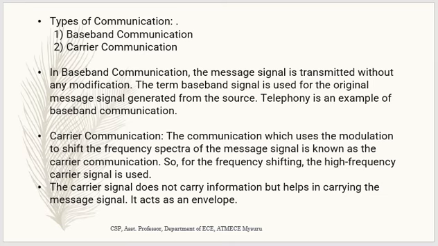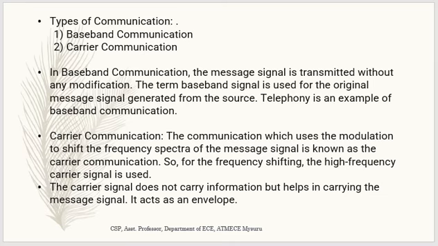In baseband communication, the message signal is transmitted without any modification, and the term baseband signal is used for the original message signal generated from the source. The best example for a baseband communication system is a telephony system. The second type is carrier communication. The communication which uses modulation to shift the frequency spectra of the message signal is known as carrier communication. For the frequency shifting, high frequency carrier signals are used.